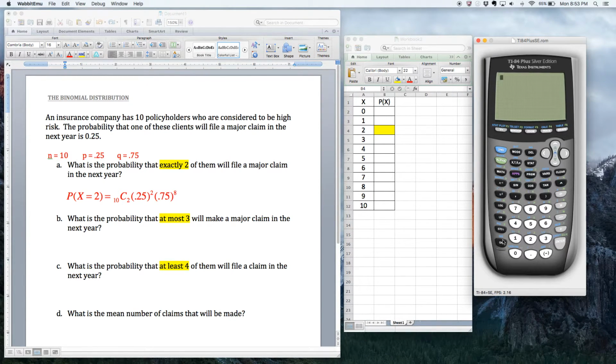Now to type 10c2, first you type the 10, hit the math key, and move over to PRB for probability, and it's option 3, nCr. So 10 nCr 2, times 0.25 to the 2nd power. So I'm going to use parentheses, 0.25, close the parentheses, to the 2nd power, times, new parentheses, 0.75, close the parentheses, to the 8th power. As you can see, typing this expression is kind of cumbersome. All right, so there you have it.